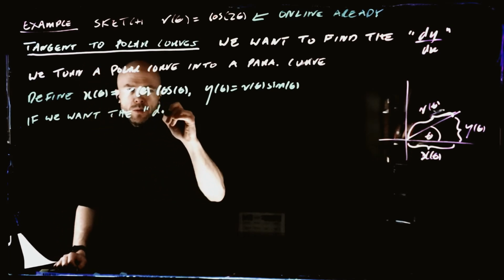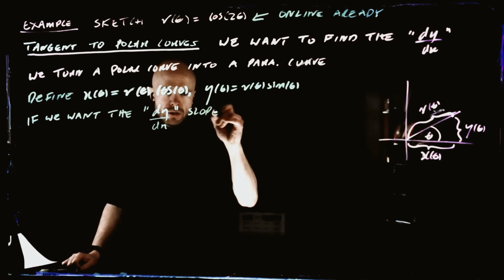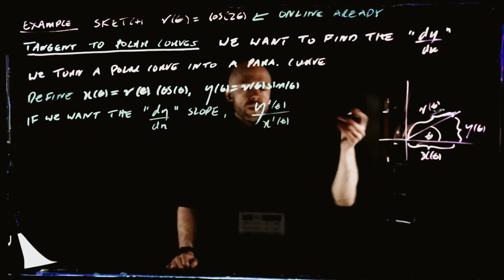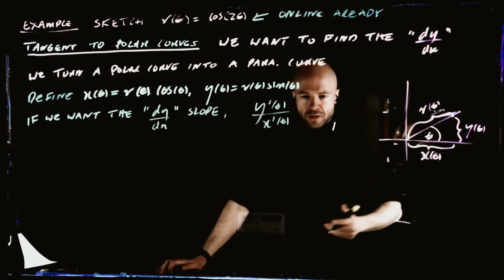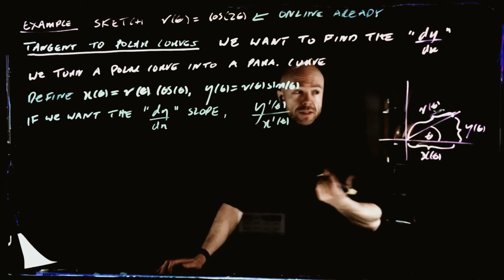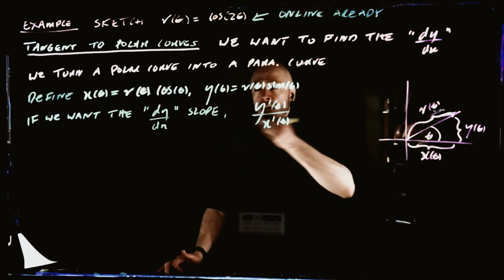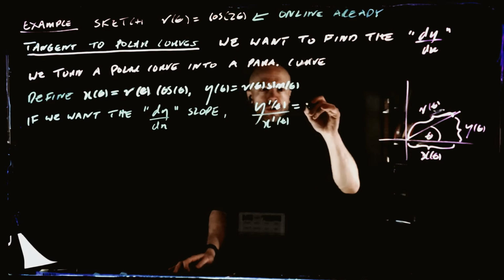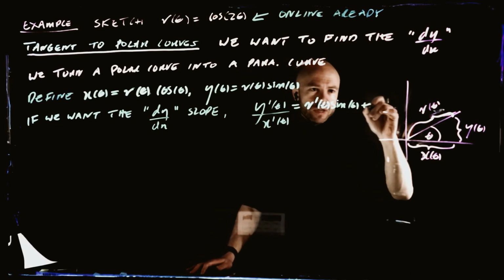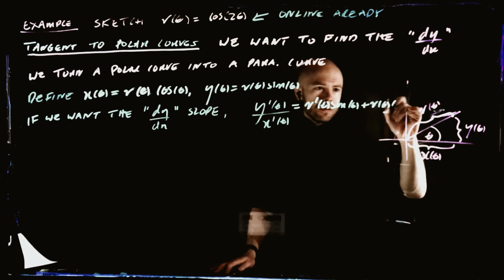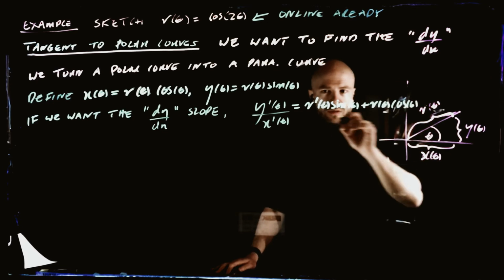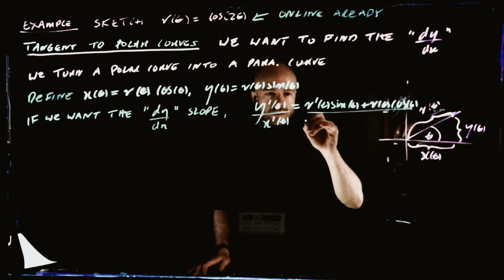So if we want the dy by dx slope, then we've learned what that is. It's equal to y prime of theta over x prime of theta. Previously we wrote it with respect to t, but theta is just as good a variable. And this is indeed the dy by dx slope, as we just saw in the pictures. Then we can just calculate it because we know what y and x are. If we differentiate y, we get r prime of theta sine of theta, and then we leave r alone and differentiate the sine, plus r of theta cosine of theta. And if we differentiate x, same game, just the product rule.